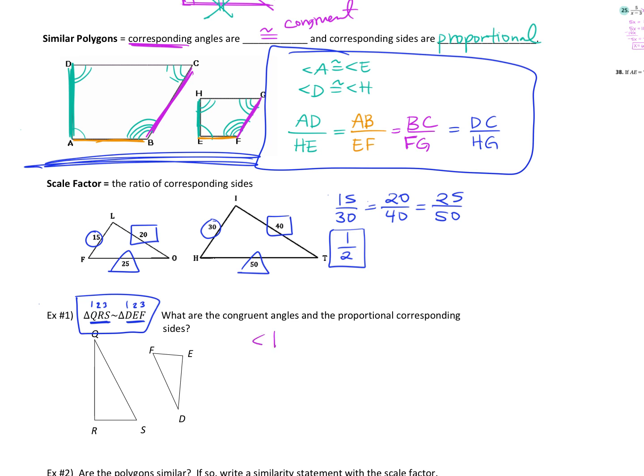All right, angle Q is congruent to what? Angle D. Angle R is congruent to angle E. So the first with the first, the second with the second, and the third angle S with the third angle F. Okay, so those are congruent angles. If it helps you to mark them, you're welcome to mark them. You don't need to, but maybe it helps you to see the rotation a little better. That's fine if you want to do that.